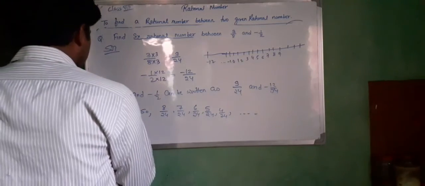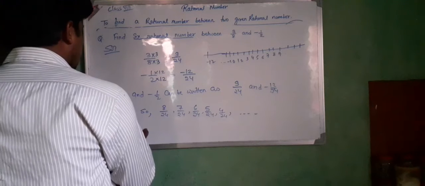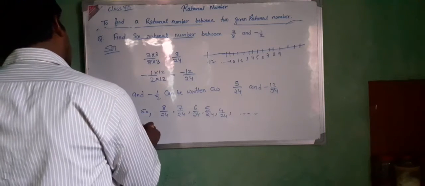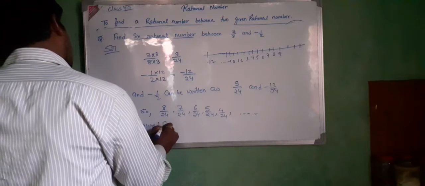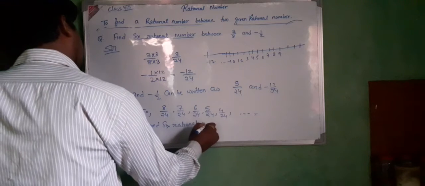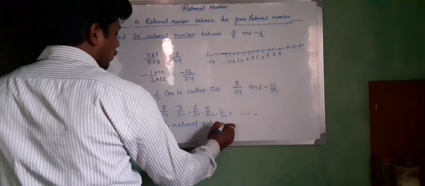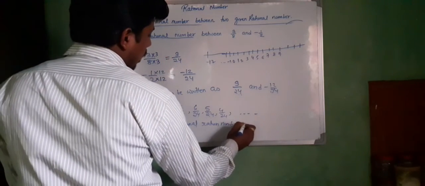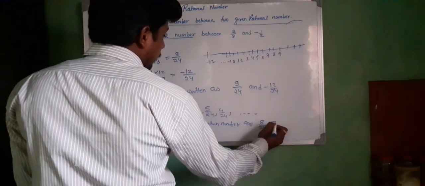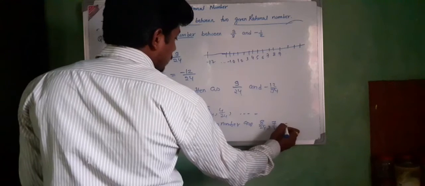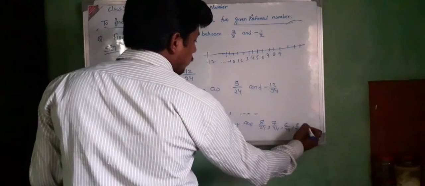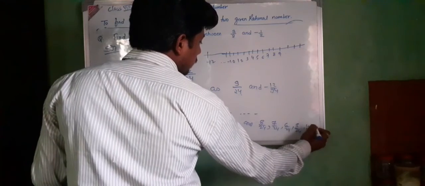So therefore the required 6 rational numbers are 8 by 24, 7 by 24, 6 by 24, 5 by 24, 4 by 24 and 3 by 24.